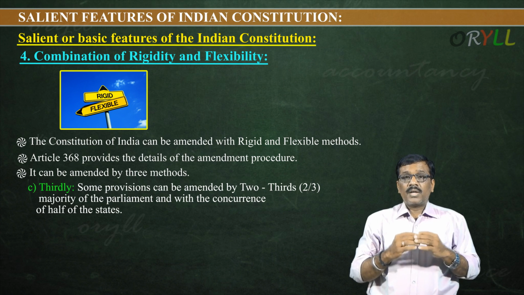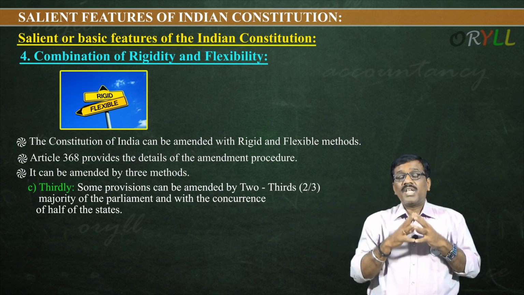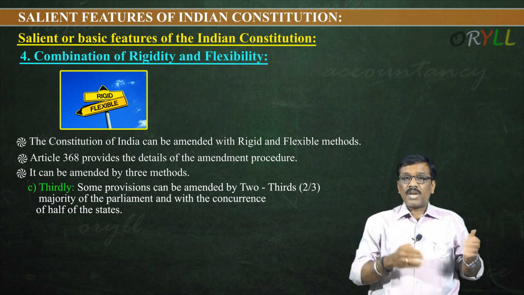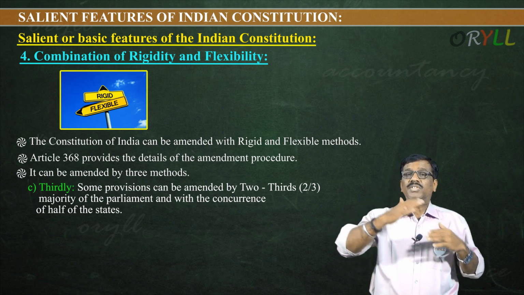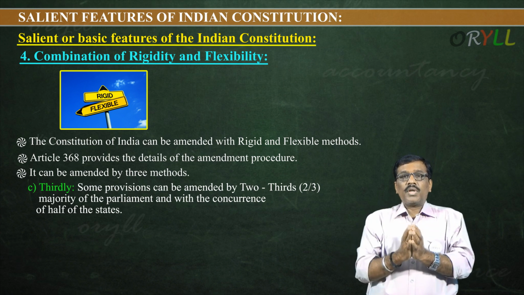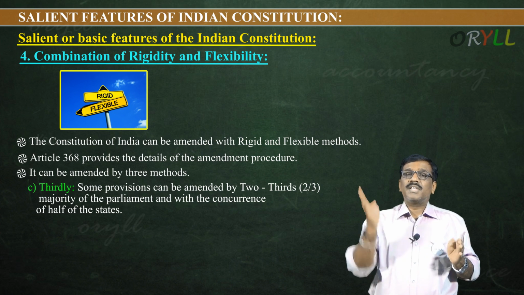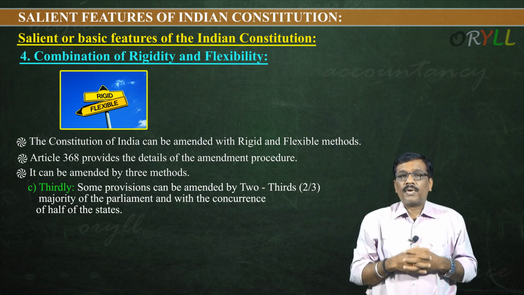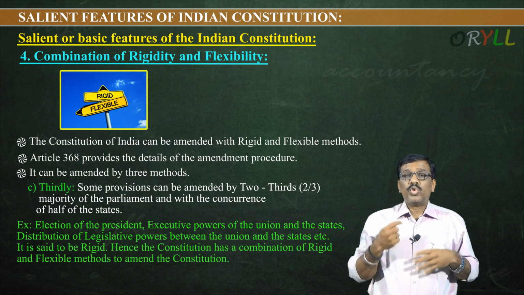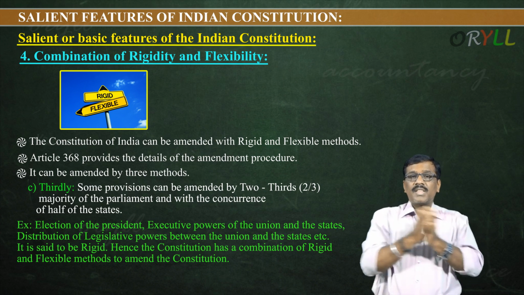Apart from that, in addition to that, concurrence of half of the states. Now there are 28 states. Understand? Till last year there were 29, but now 28 states, because Jammu Kashmir was split into two union territories. So out of 28 states, minimum 14 states should say yes. Then only this can be done. So this kind of amendment is used in election of the president, executive powers of the union and the states, while changing them, distribution of legislative powers between the union and the states.